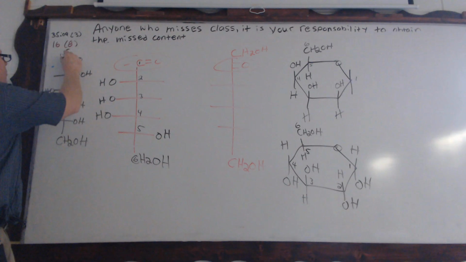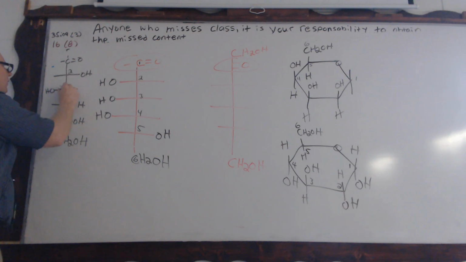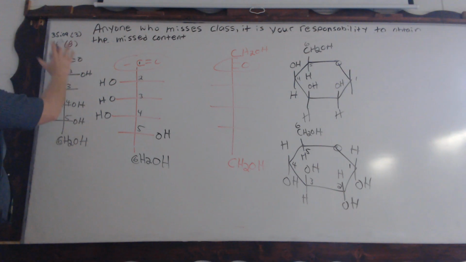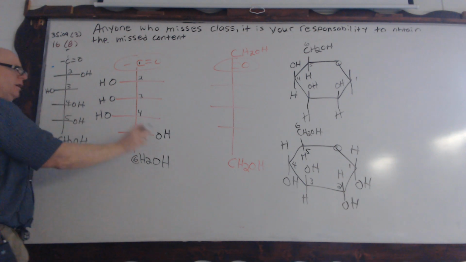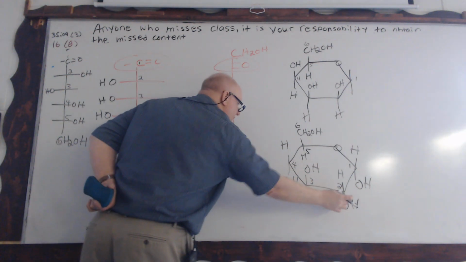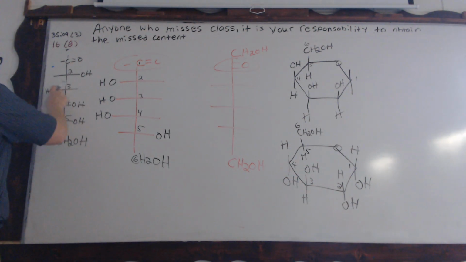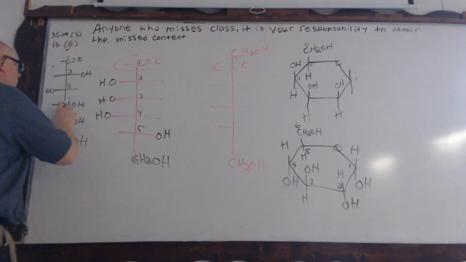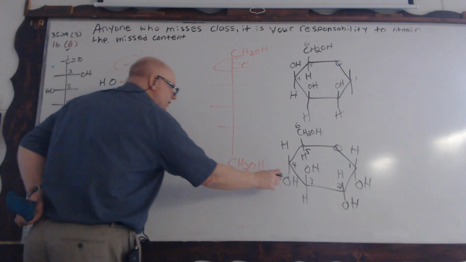So here we've got 1, 2, 3, 4. And you don't have to keep drawing these each and every time. It's just that now we can take this information. Okay, 2, here it is. It's on the right, it's down. Here's number 3, it's on the left, so it's up. Number 4 is on the right, so it's down.